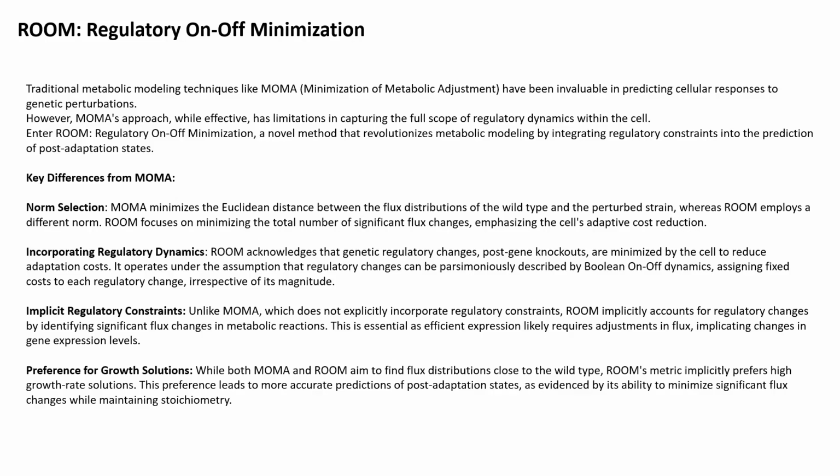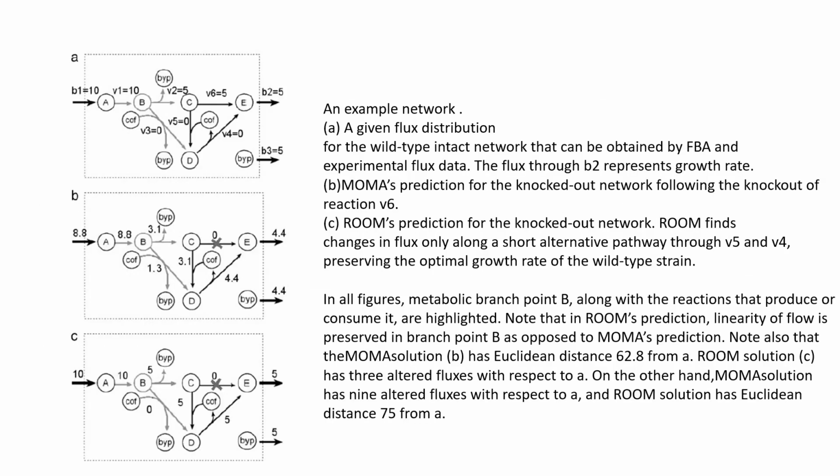But this is just to give you an overview. So this is a network. Just to compare ROOM and MOMA, this is an example network. These are your boundary conditions V1, V2, and V5.